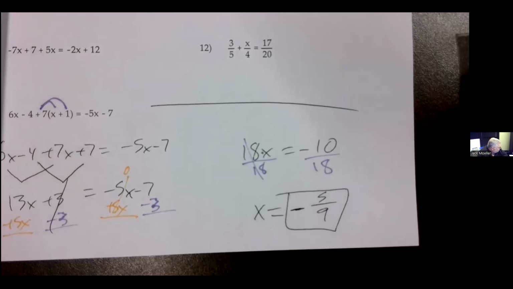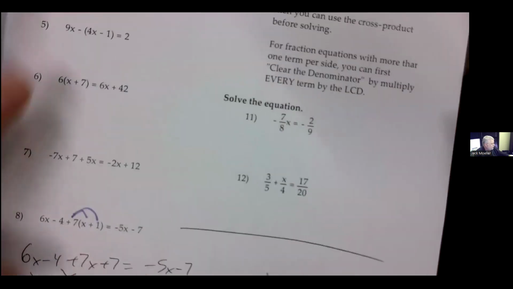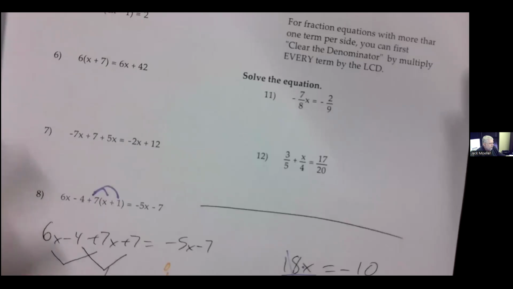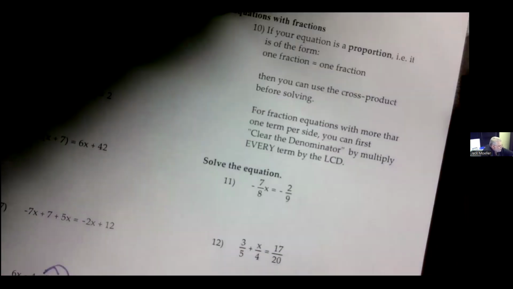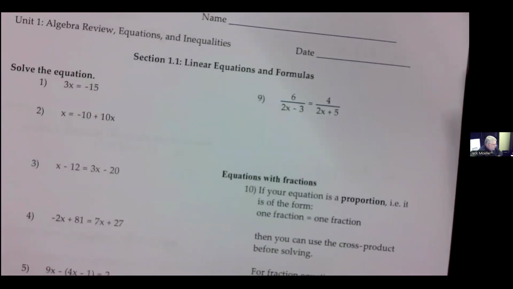All right. So those are some of our messier, just linear equations. Definitely, you're going to see some with distribution, with distributing negatives, with combining like terms. So those are what I would think of as my standard linear equations. Let's do some non-standard equations. How about number 9?